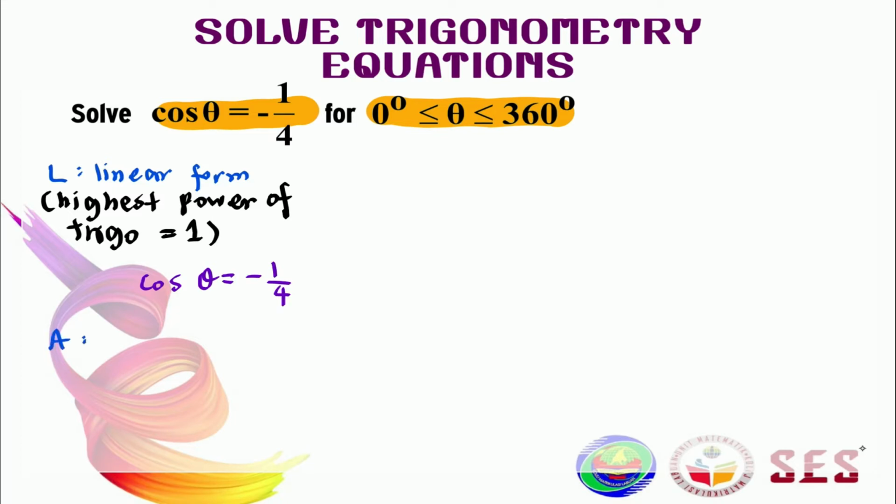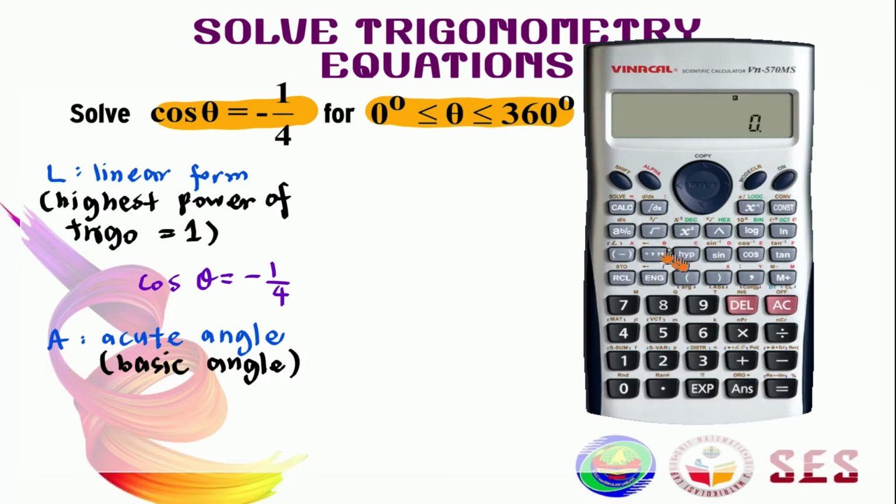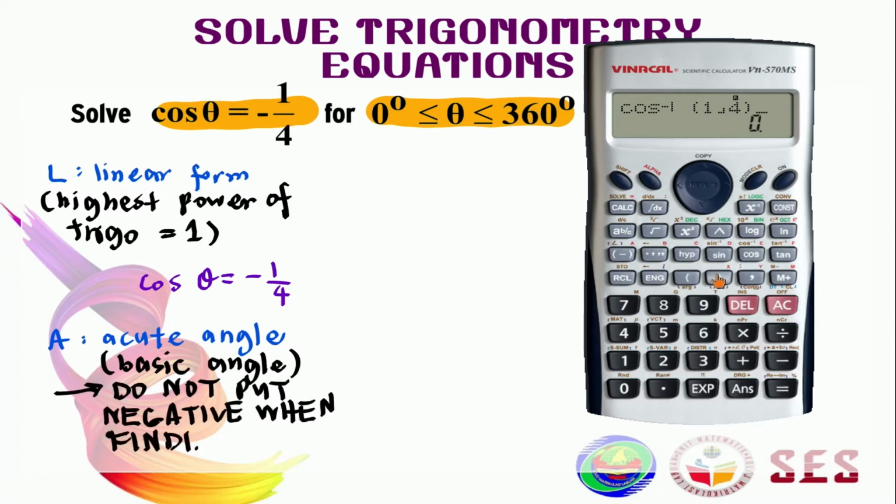In the second step, we need to find the acute angle. Acute angle here means basic angle. To find the basic angle, we need to ignore the negative sign here. This negative only indicates which quadrant our angle lies in, which we will discuss again in our fourth step. So, to find the basic angle, take out your calculator. We need to press Shift. Our function here is cos, so we press cos and make sure you have the bracket, 1/4. I'll say this again in case you've blinked 5 seconds ago. Do not put negative when finding the basic angle.